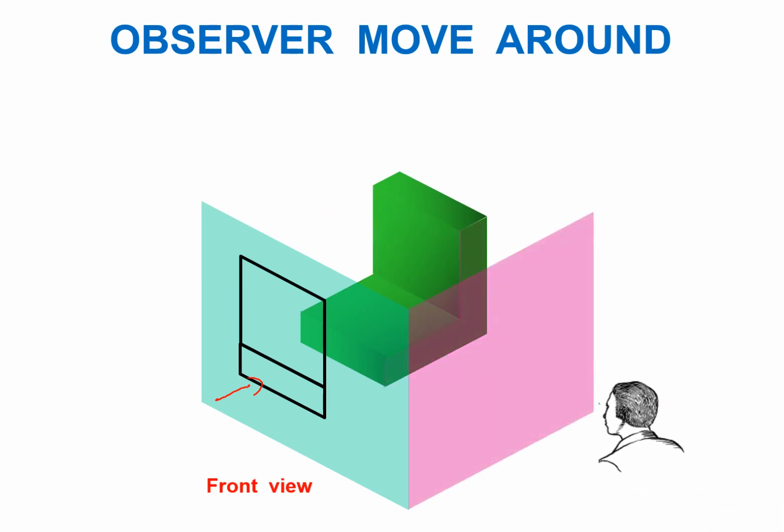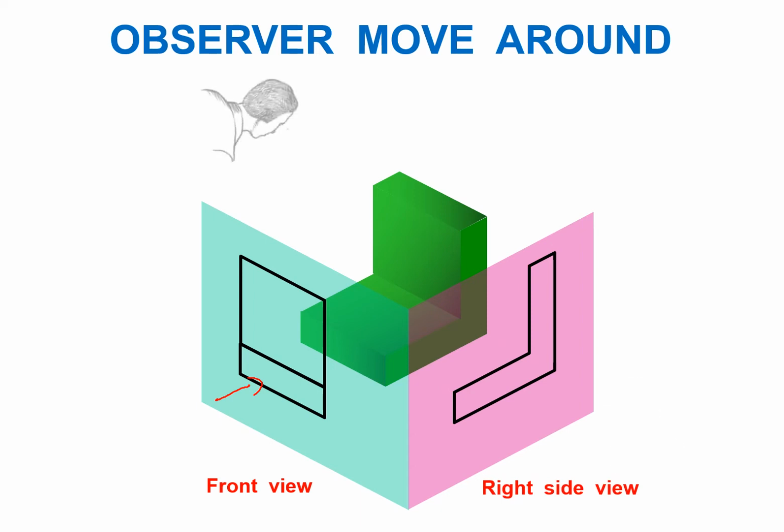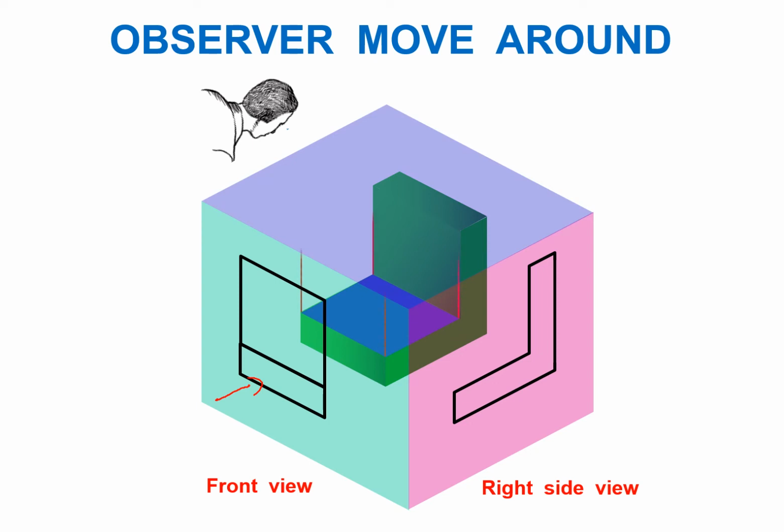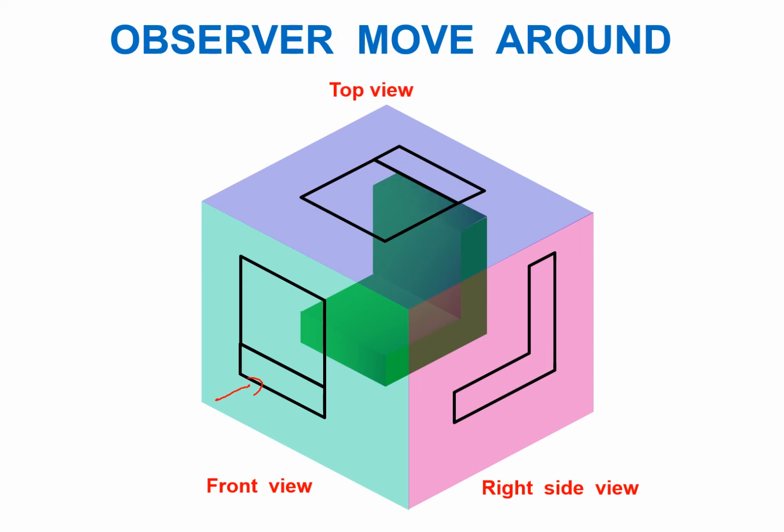Then the observer moves to the right hand side, and the plane of projection and lines of sight are used to draw the right side view of the object. And then the observer moves to the top, and again lines of sight and plane of projection are used to draw the top view. So in this case, the object was stationary and our observer was moving around to get these three views: our front view, our right side view, and our top view.